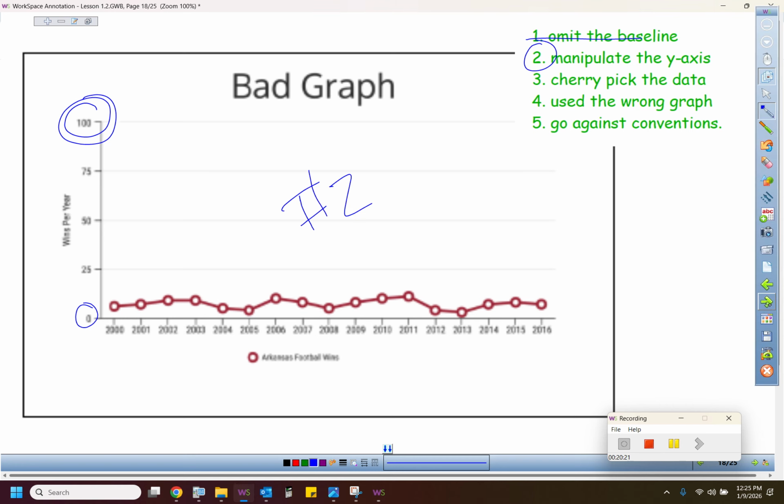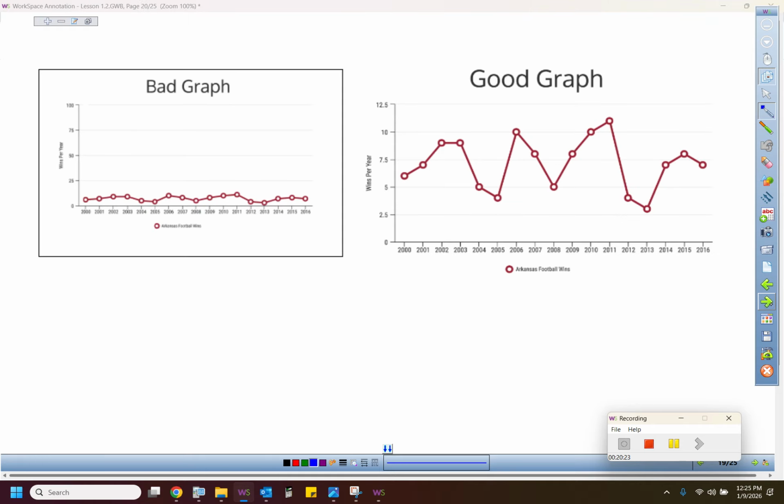And here's what it should look like if you make a good graph. It would look like this. There's no reason to go to 100, go up to 13, and now you can see, okay, Arkansas had some up years and some bad years, et cetera. It shows the data better.